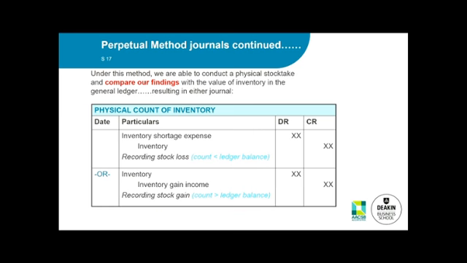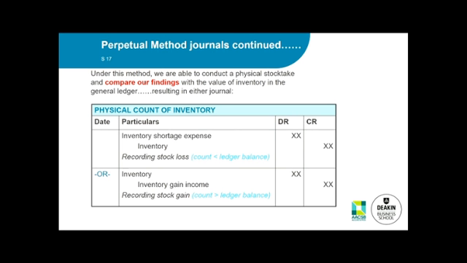Okay, so what happens when we do a physical count of inventory? Under this method, we're able to conduct a physical stock take of inventory and compare it to our records. If we find that we have more inventory in the warehouse than our records suggest, it's a stock gain. If we find less inventory than our records suggest, then it's a stock loss.